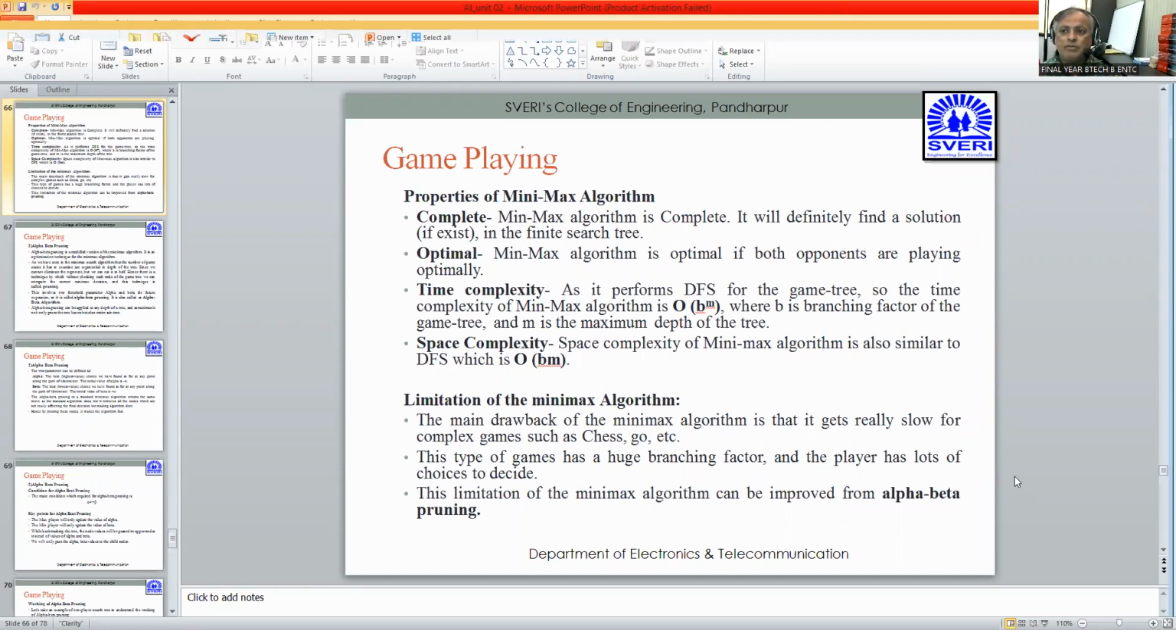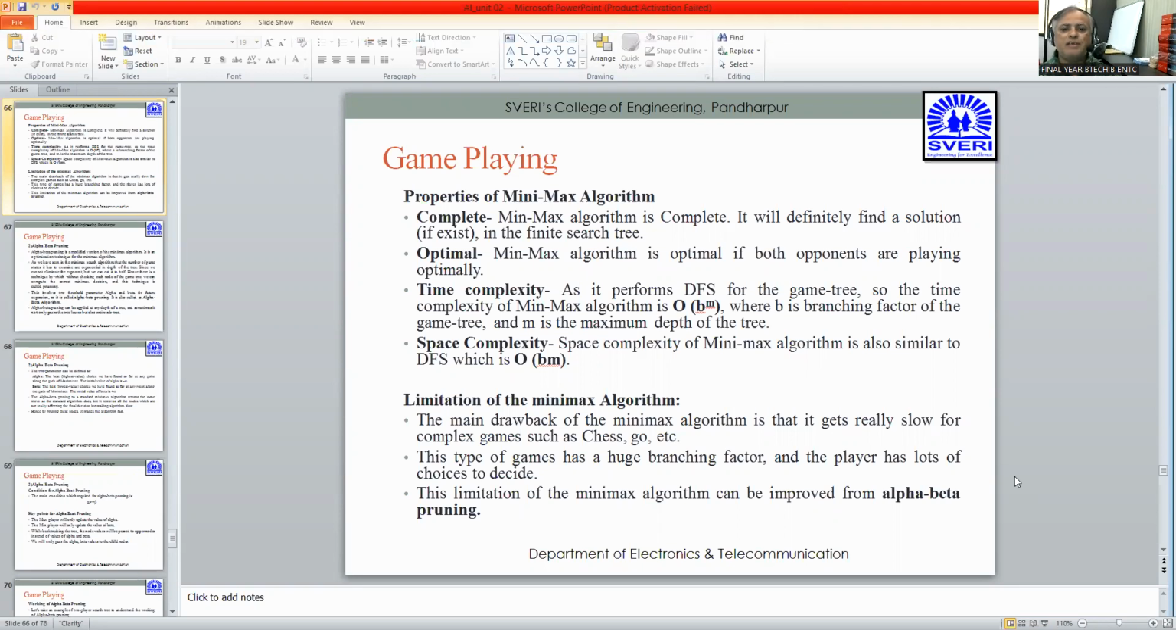Obviously, it tries to find a solution. Hence, it is called the complete algorithm. It is also called optimal because both opponents are playing optimally. Both are playing the same way.